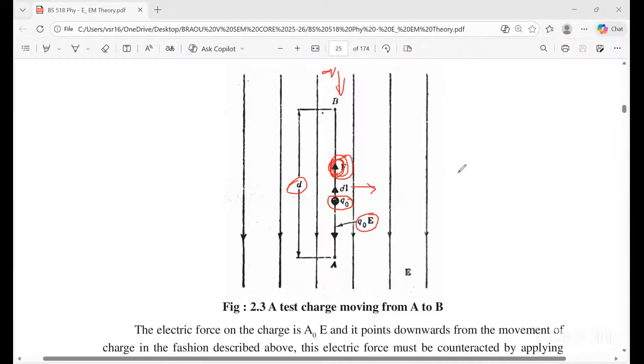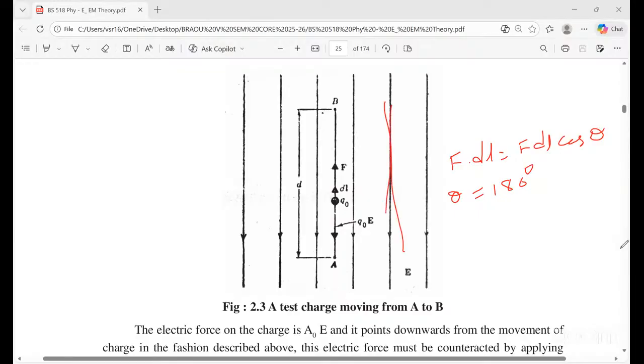So there itself you are doing some work, F dot dl, which is nothing but dw here. Getting my point? Where are you doing the work? Between the two endpoints A and B. For what purpose? To move the test charge Q naught. So F dot dl equals dw, and you can easily say that F dot dl is F dl cos theta, where theta equals 180 degrees. Here this is 180 degrees.